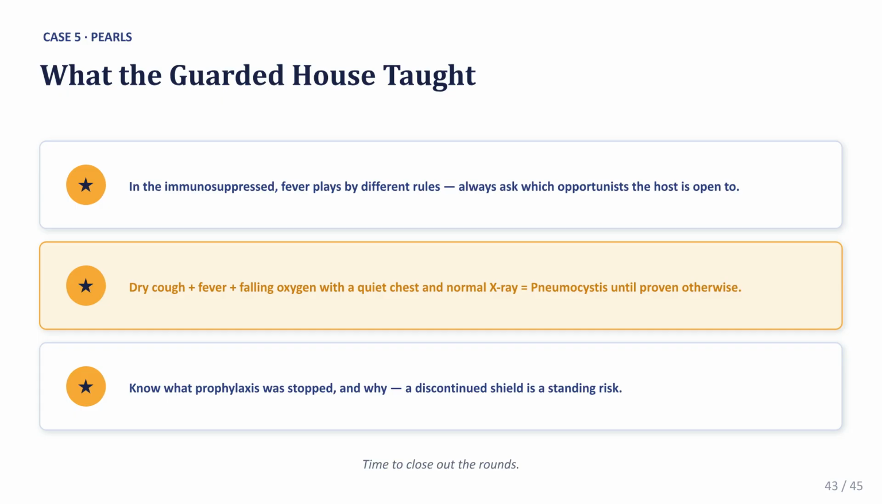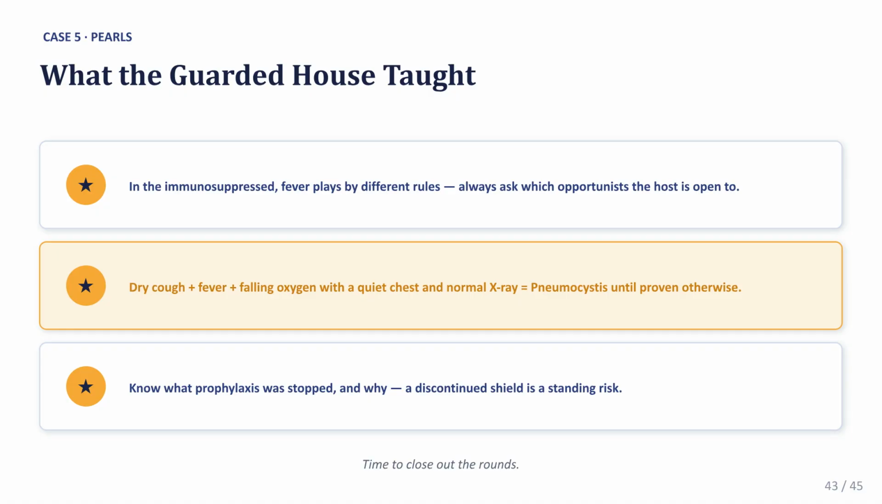3 pearls. First, immunosuppression changes the rules of fever. Always consider opportunists. Second, trust the saturation probe over a clear chest X-ray for pneumocystis. Third, track discontinued medications. A missing shield is a standing risk. Context is everything. We've covered the cases.